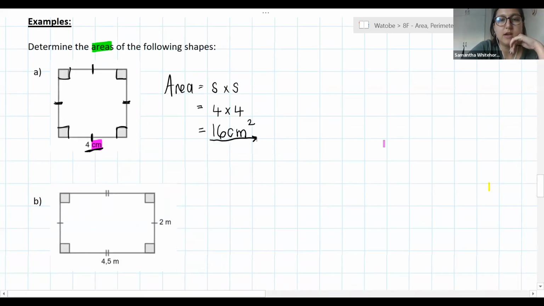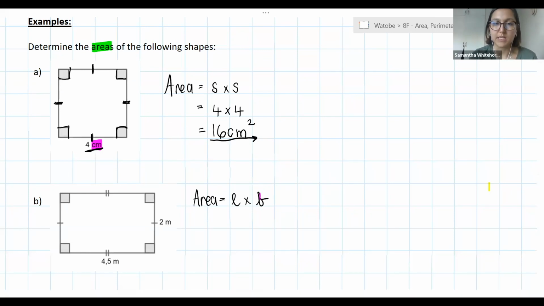Okay, so I'll leave that there. I'm going to ask you guys to try question B by yourselves. You now have a rectangle. Remember that the area of a rectangle is equal to your length times your breadth or your width, doesn't matter. So I'm going to give you 60 seconds. I want you to tell me what the area of this rectangle is.